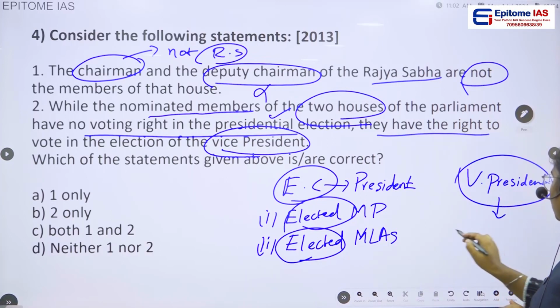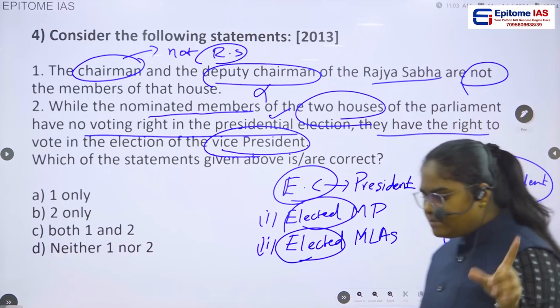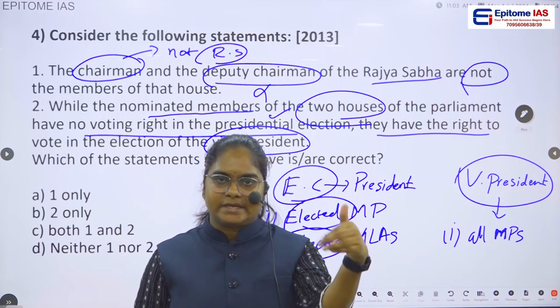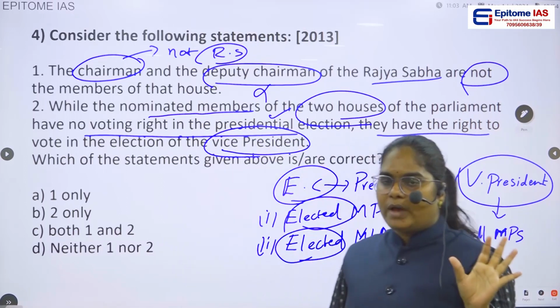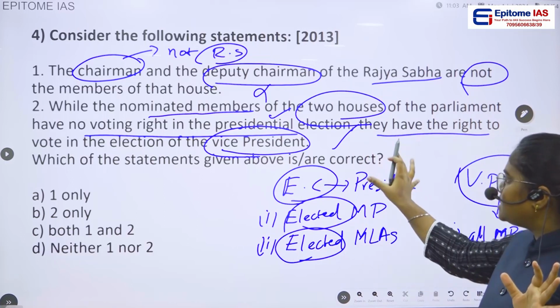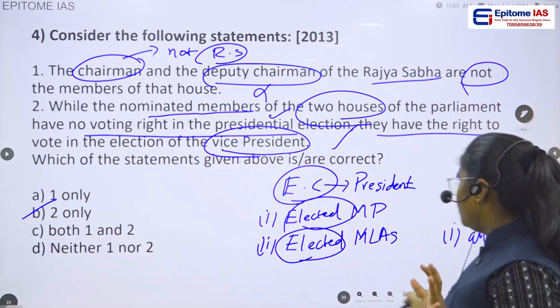But in case of the election of a vice president, the electoral college consists of all the members of parliament, both in Rajya Sabha and Lok Sabha, all the members, both nominated members and elected members, they take part in the election of the vice president. So this second statement is correct. The first statement is wrong. So the correct answer would be B, only 2.